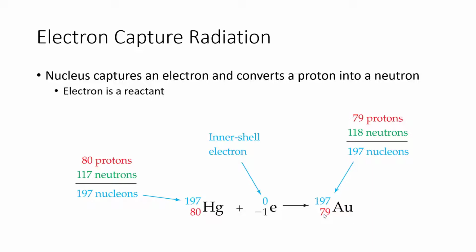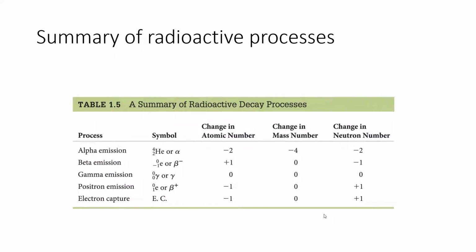Okay, so the important part here is to be able to identify what is happening in each of these sorts of equations for each type of emission. So this table here is just an overview of what each sort of radiation does to a chemical equation.